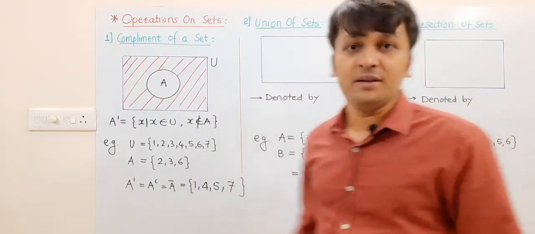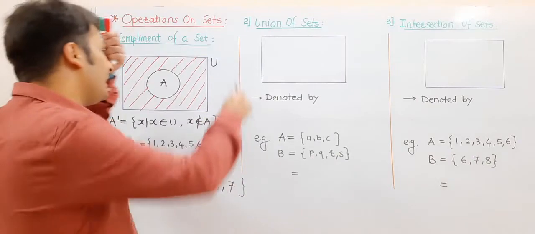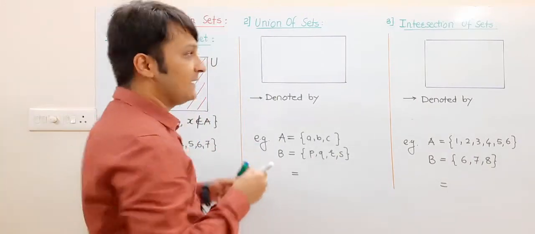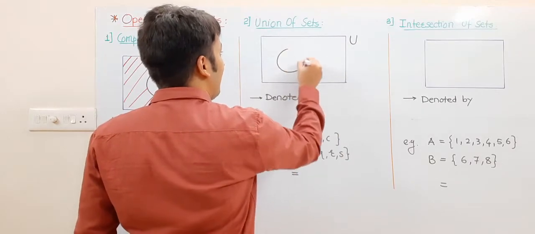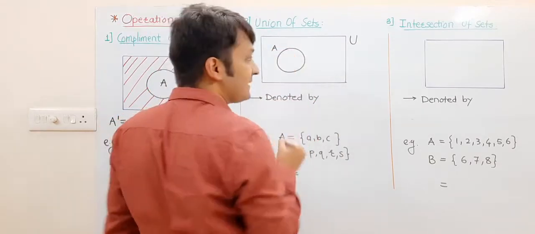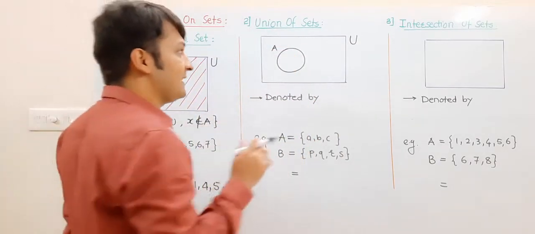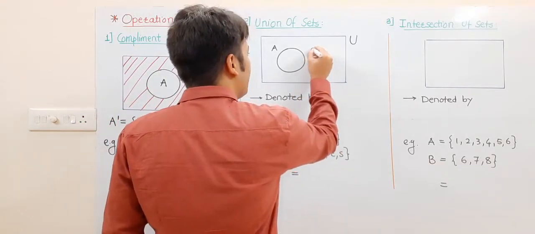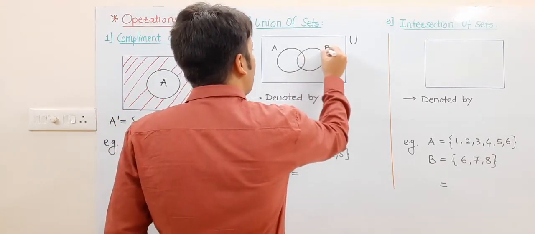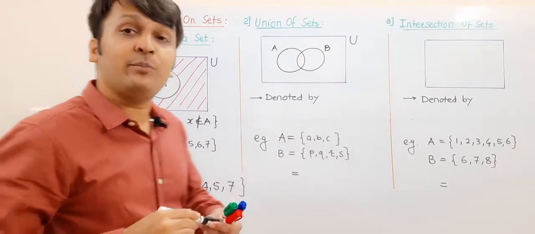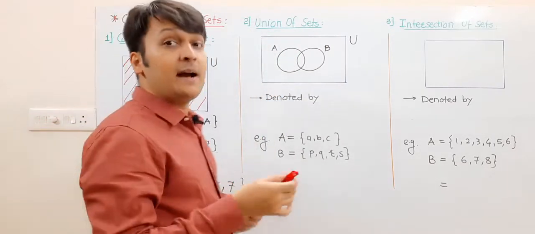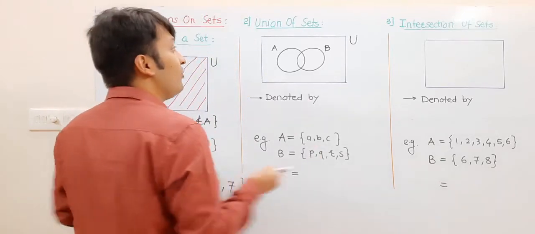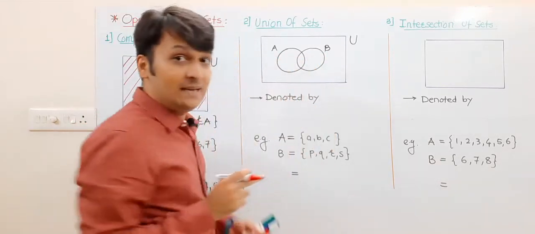Check the next operation. The next operation is union of sets. Again, I will consider this as the universal set, and I will consider this as set A, and I am considering one more set as set B. Then what do you mean by union? Union means, I repeat, union means combining both. That means we want elements of A as well as elements of B.